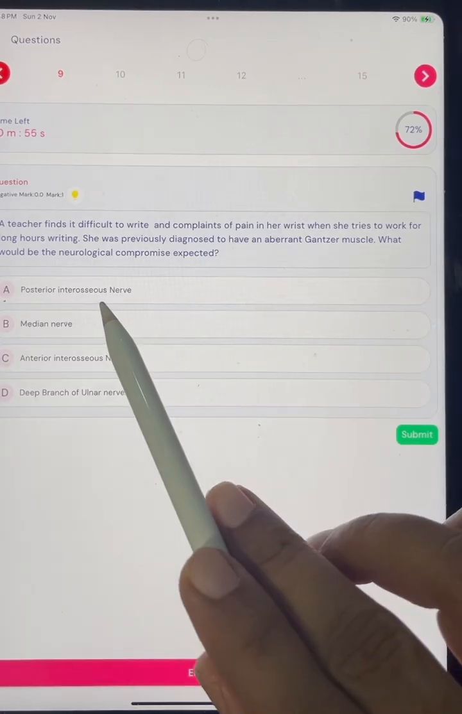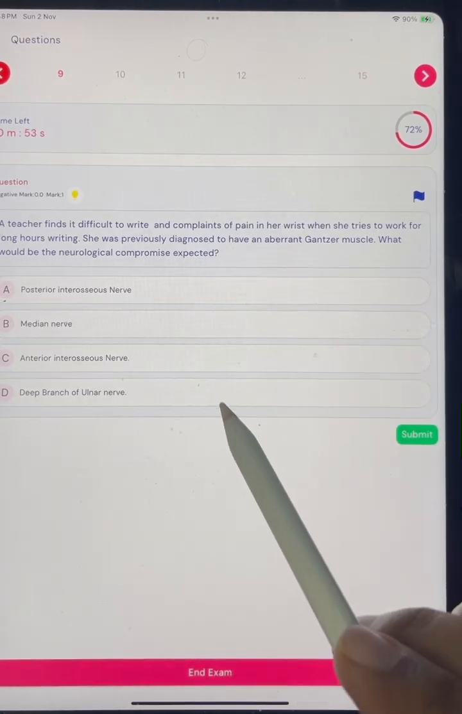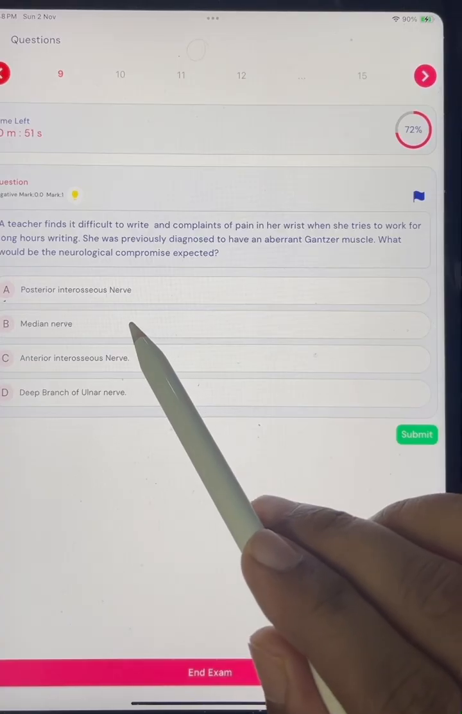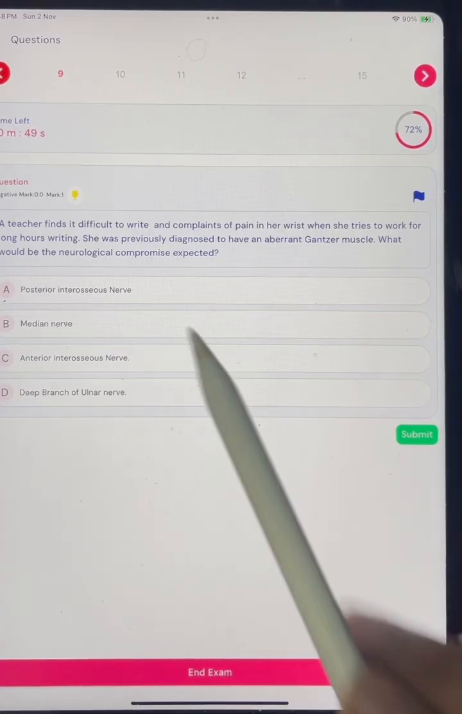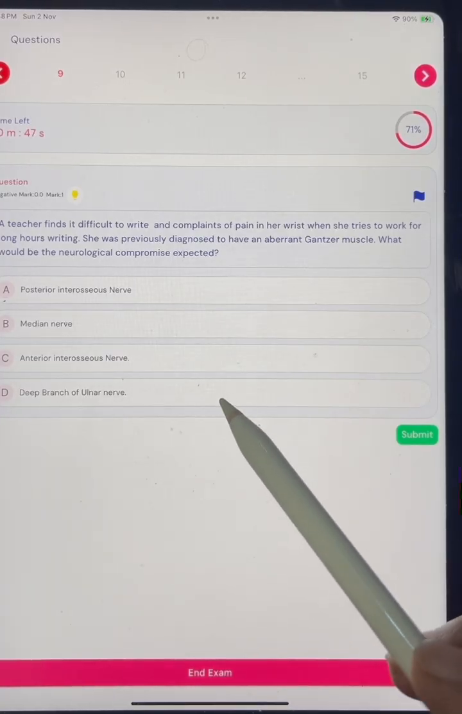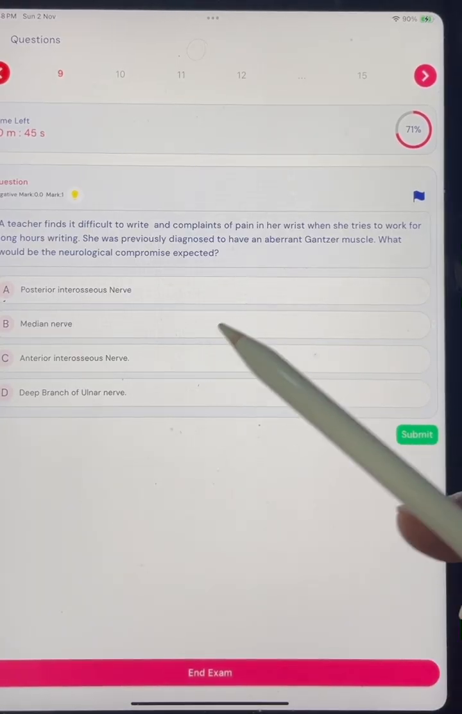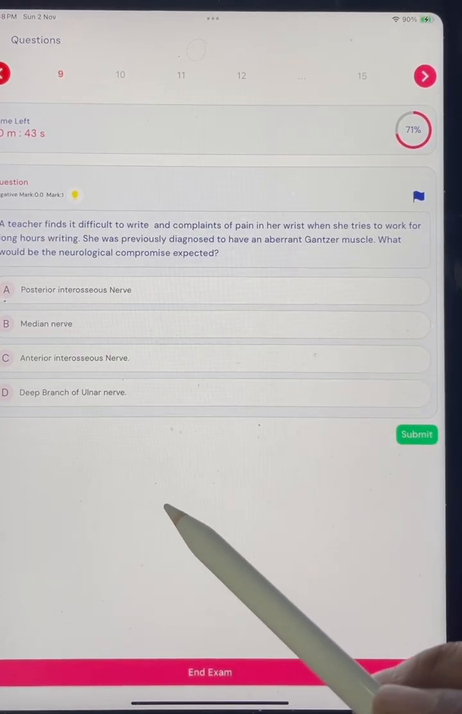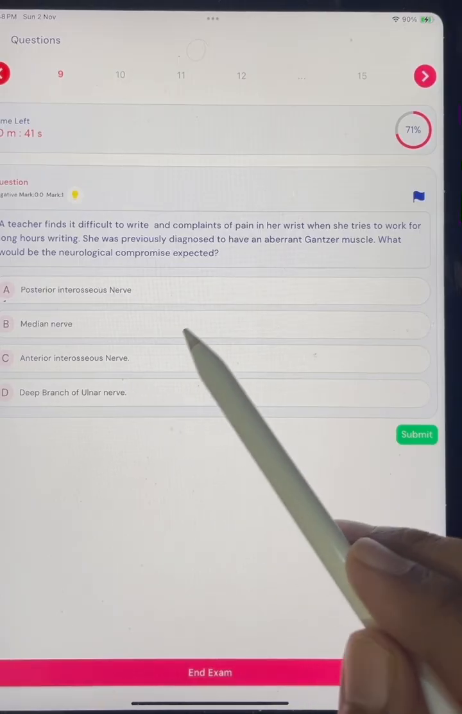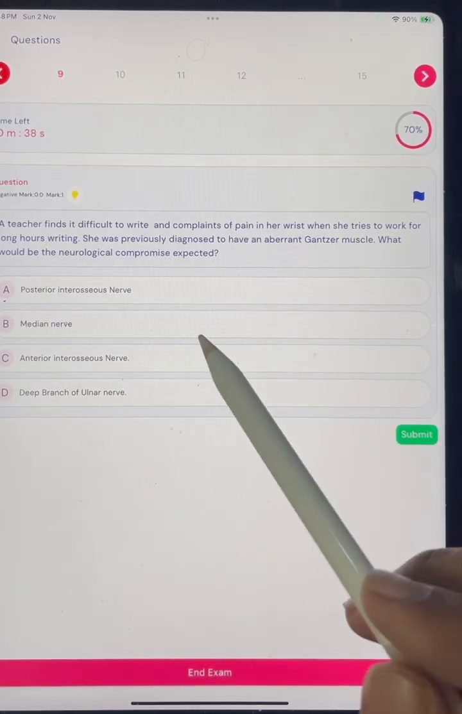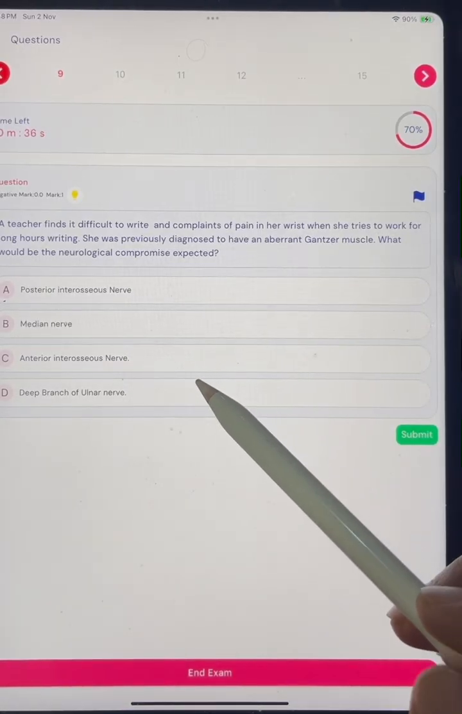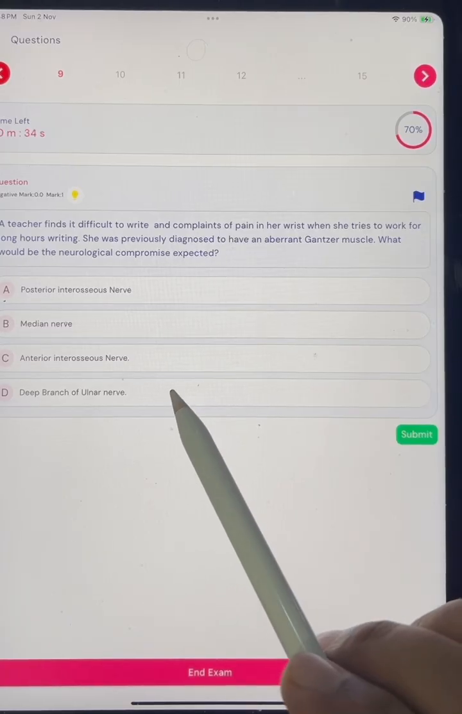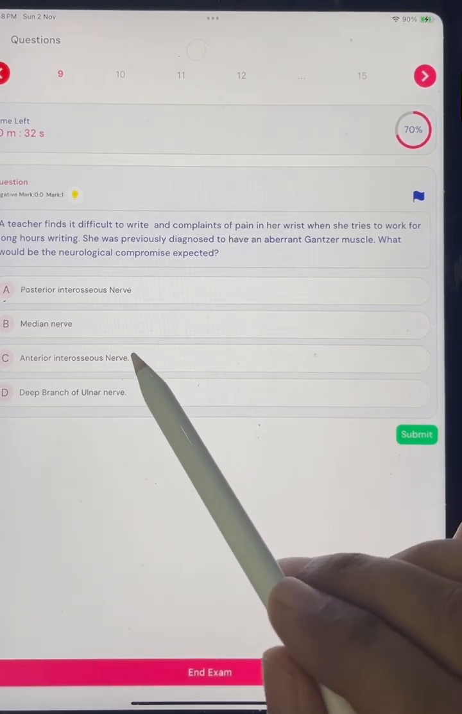Aberrant Gantzer's muscle, what would be the neurological compromise? Is it AIN or median? Posterior, anterolateral. Gantzer's muscle, AIN, the anterior interosseous nerve. Let's see.